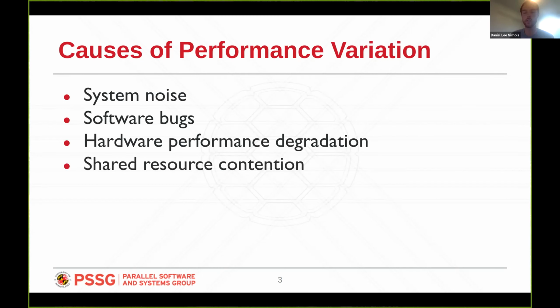This is multiple applications using the network or the file system at the same time, which will cause that resource to slow down, and then in turn cause any of the applications using it to slow down. So this is what we decided to look at in this paper, this problem of shared resource contention.